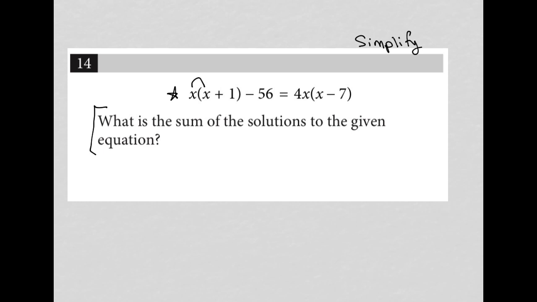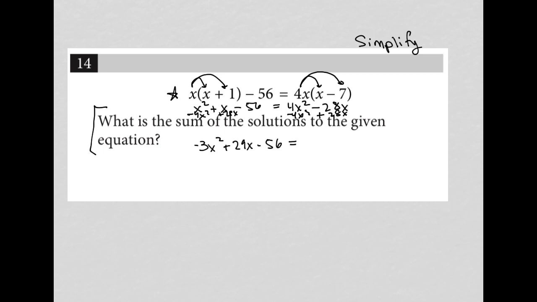So to start off with, I'm going to just simplify this equation by distributing these values on the outside of the parentheses. So in doing so, I end up with x squared plus x minus 56 equals 4x squared minus 28x. And then in combining like terms, moving everything over to one side, if I subtract 4x from both sides, I'm left with a negative 3x squared. If I add 28x to both sides, I'd have a positive 29x. I still have my minus 56, and it is equal to 0.